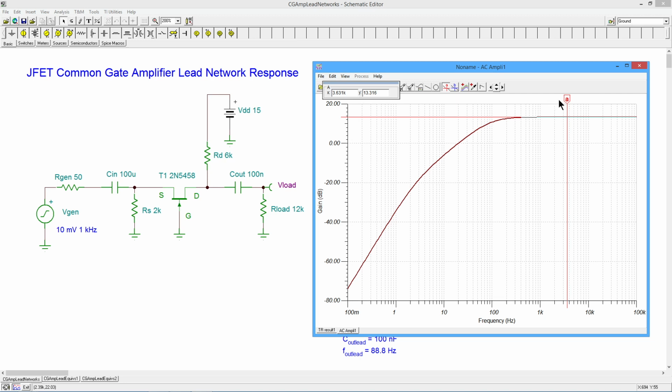But in any case, we're sitting out here at roughly 13.3, so I want to lose 3 dB from that. In other words, I want to be somewhere around 10.3. Let's see where that is. Right in this region right here. So that's, depending on which way we go.